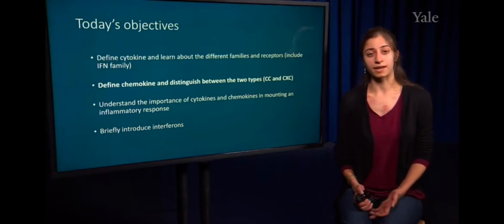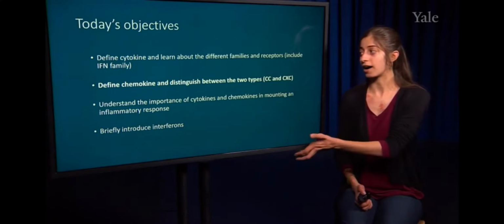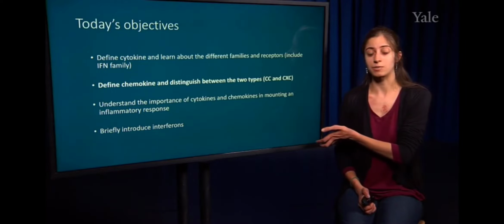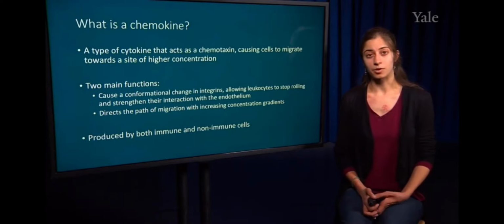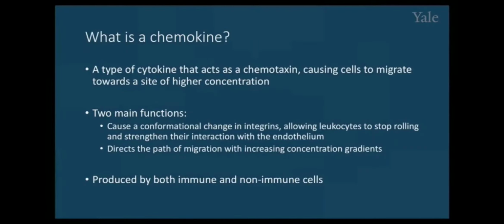This brings us to our second objective for today, which is to define chemokine and distinguish between the two types of chemokines, CC and CXC. So what is a chemokine? A chemokine is technically a type of cytokine. It acts as a chemotaxin, and it causes cells to migrate towards a site of higher concentration. This means that as a chemokine is produced, the amount of chemokine at the site of production is much higher than further away. This allows migrating cells to get closer and closer to the site of production while following a line of increasing concentration of the chemokine.